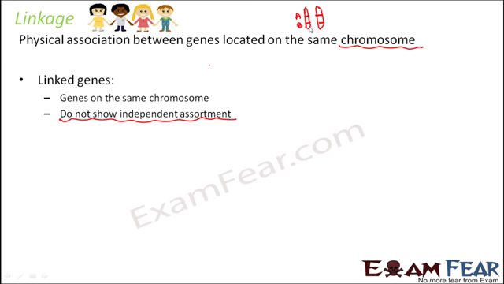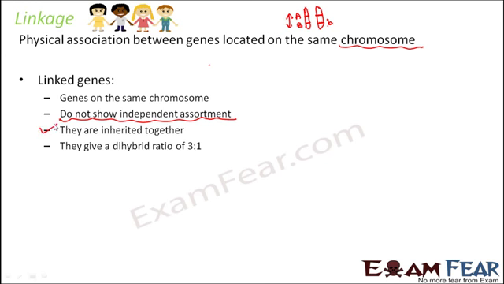So what happens in case of independent assortment, all of them just separate out. So A can combine with B, A can also combine with small b. Let us suppose here it has the counterpart of capital B, small b, right? So that is how it was in case of independent assortment. But in case of linked genes, A will always be linked to B. So A and B will never separate out. So they will not be able to follow Mendel's principle of independent assortment. So they will always be inherited together.